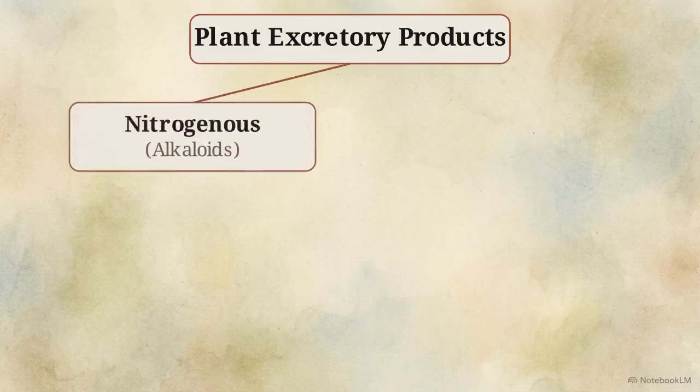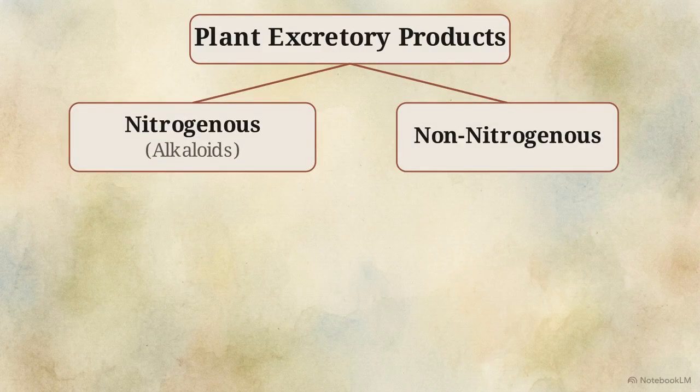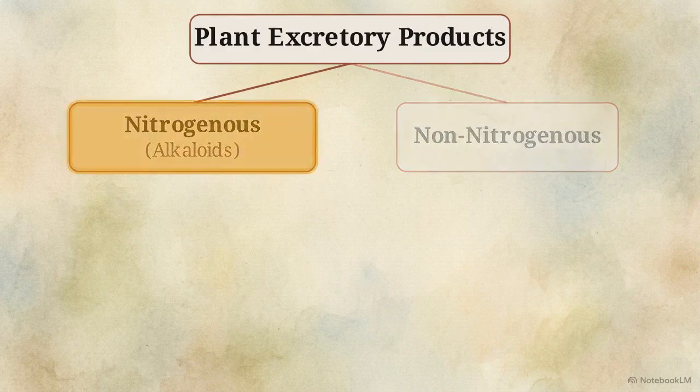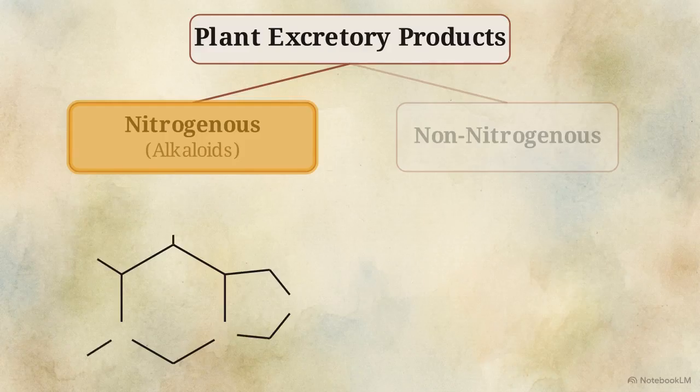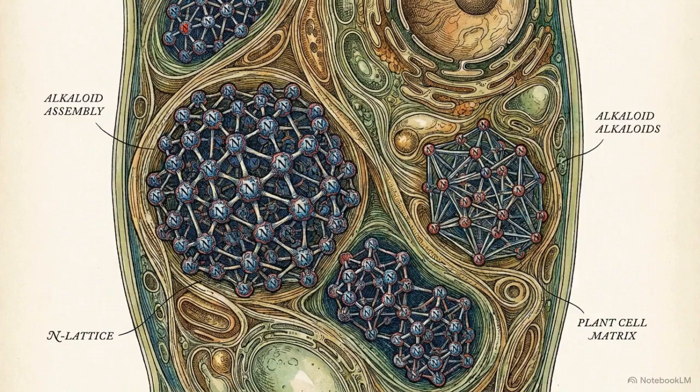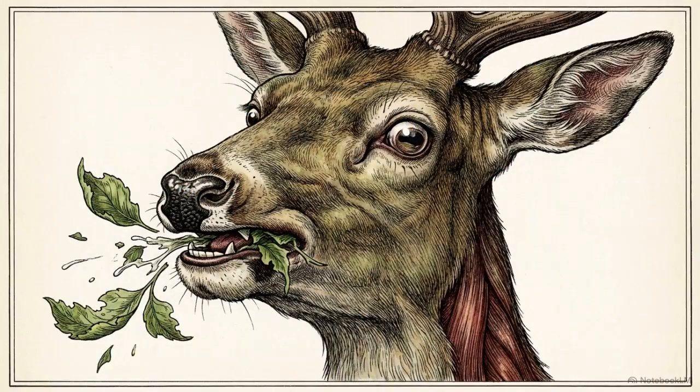The system divides strictly into nitrogenous wastes, specifically alkaloids, and non-nitrogenous wastes. Alkaloids are complex organic compounds characterized by the presence of nitrogen atoms. Assembling these nitrogen-heavy molecules costs the plant significant biological energy. The investment pays off because alkaloids are highly bitter and neurologically toxic to the herbivores that try to eat them.